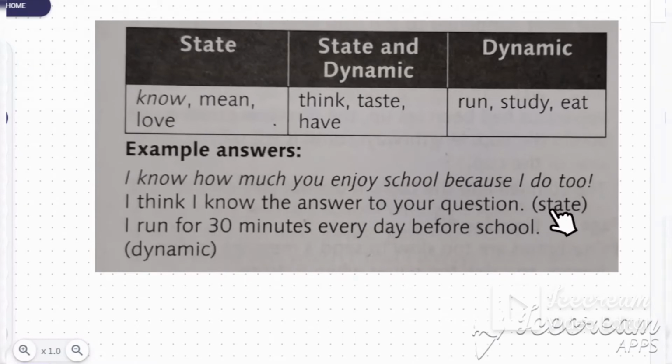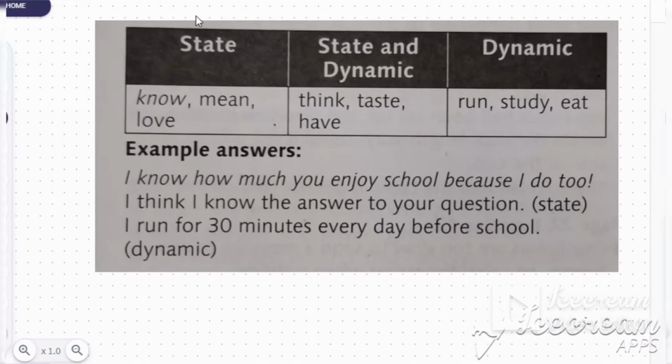Here we have state, because it is something without activity. Okay. I run for 30 minutes every day before school. Here, what verb do we have? We have dynamic. Okay. Now we will go to our students book, page number 34. Open your students book, page number 34, and read the speaking questions.